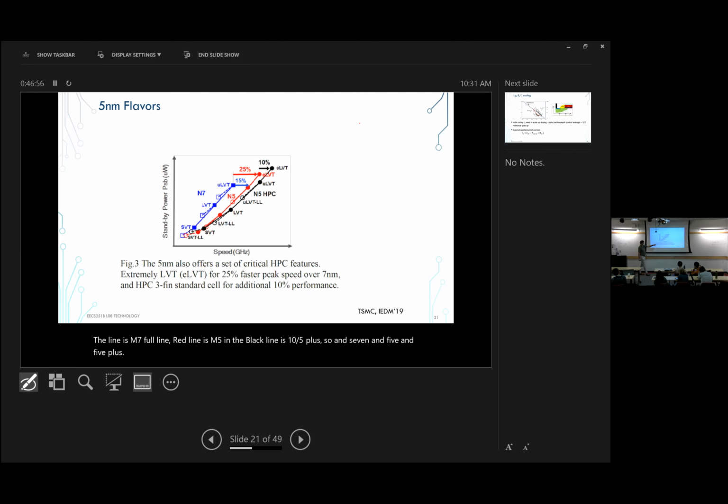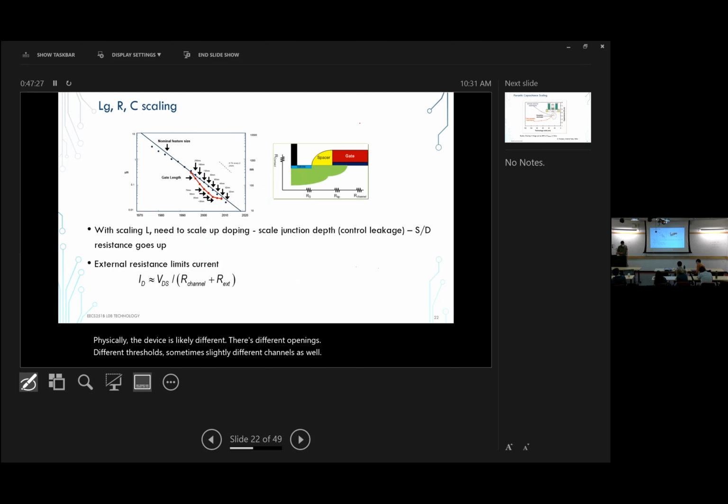You have a choice of 1, 2, 3, 4, 1, 2, 3, 4, 5, and so on, different transistors in each technology. What you'll find out, although the standard cells and layouts look exactly the same, physically the device is slightly different. It has different dopings, different thresholds, and sometimes slightly different channels as well. Two other things that I wanted to mention here.